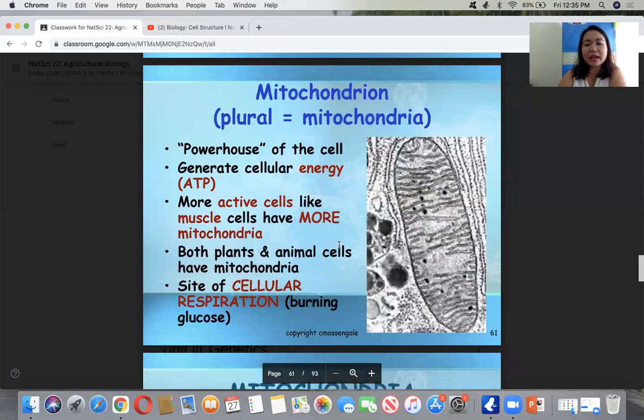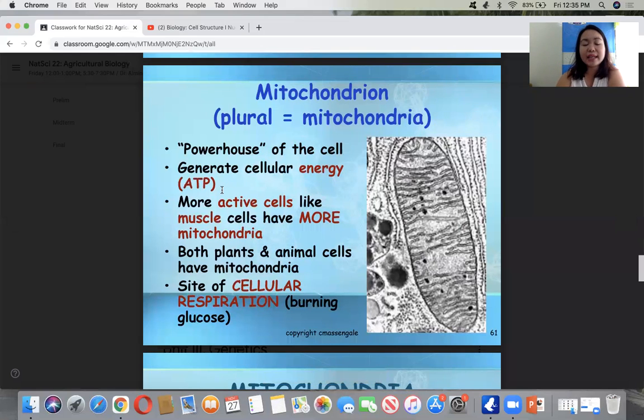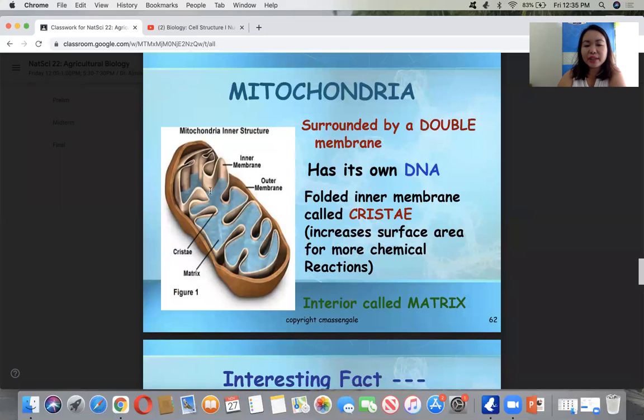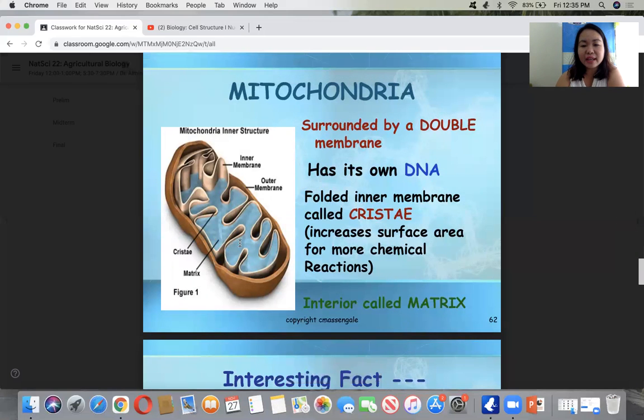So the mitochondria, or in singular mitochondrion, is the powerhouse of the cell and generates cellular energy, or ATP, adenosine triphosphate. And more active cells like muscle cells have more mitochondria. Both plant and animal cells have mitochondria, the site of cellular respiration, burning glucose. So the mitochondria, shown in the photo, is surrounded by a double membrane. And it has its own DNA, folded in an inner membrane called cristae, which increases surface area for more chemical reactions. So it's actually where the respiration takes place.